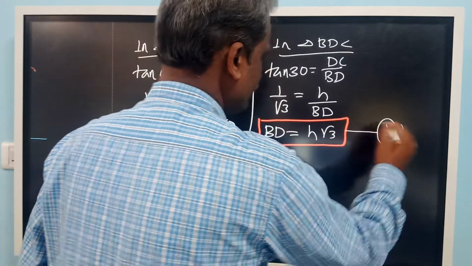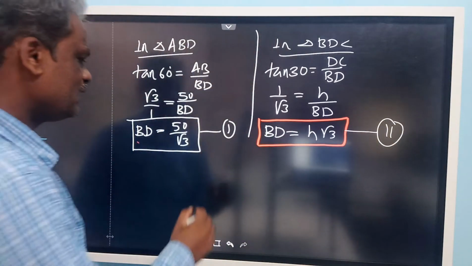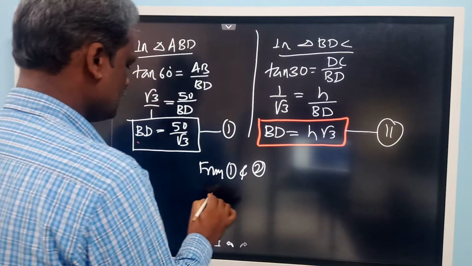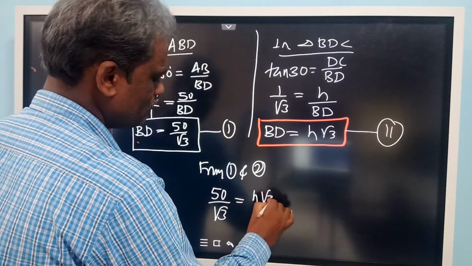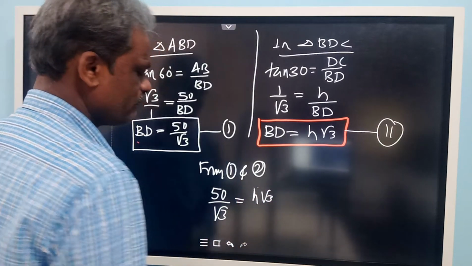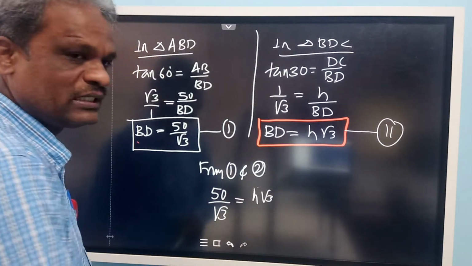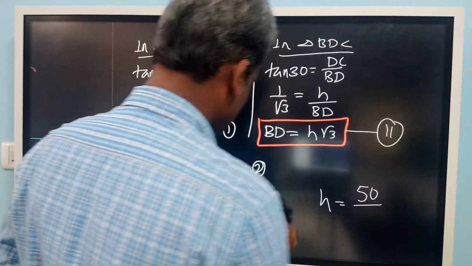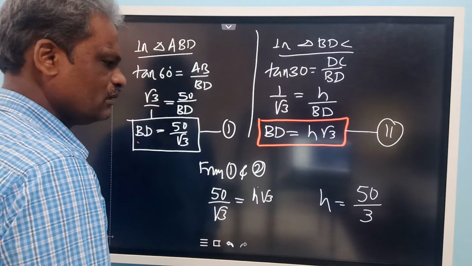Equation number 2. So this is also equal to BD, this is also equal to BD. So equate from 1 and 2: 50 by root 3 is equal to H root 3. We want to find the H value. Keep H there only, transfer root 3 to the left side. So therefore H will become 50 by root 3 into root 3, which is 50 by 3. This is the height of the building.